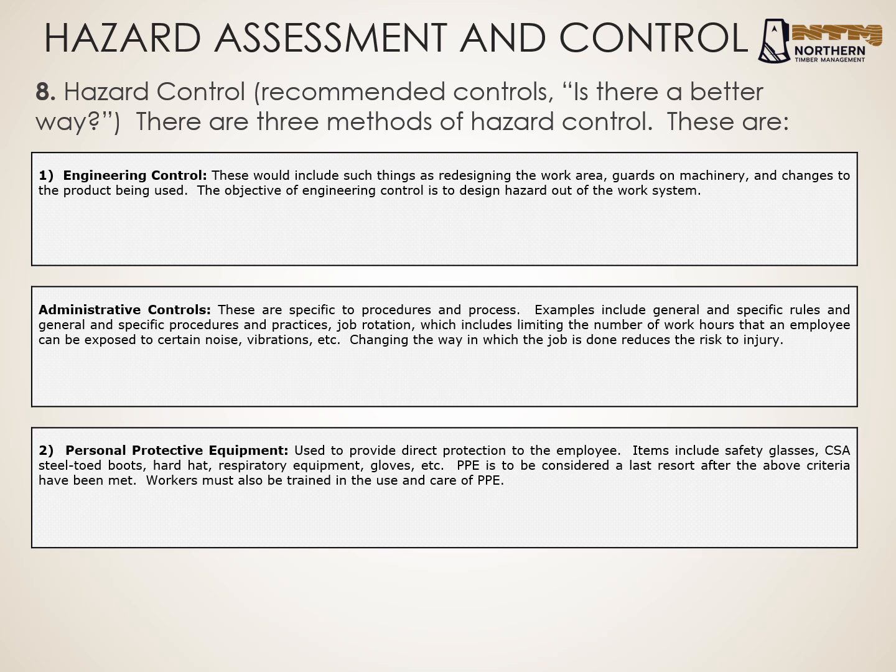Personal protective equipment, used to provide direct protection to the employee. Items include safety glasses, CSA steel-toed boots, hard hat, respiratory equipment, gloves, etc. PPE is to be considered a last resort after the above criteria have been met. Workers must also be trained in the use and care of PPE.